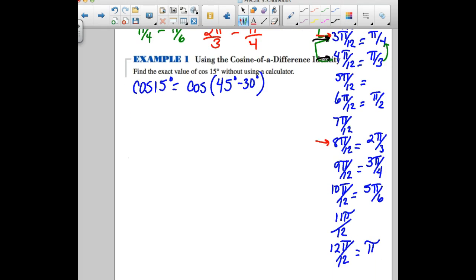Okay, and our identity for the difference of cosines says that that is equivalent to cosine of 45 times cosine of 30, plus, since our sign changes for cosine. So we have a minus here, we are going to have a plus here, and then we have the sine of the two. So sine of 45 and sine of 30.